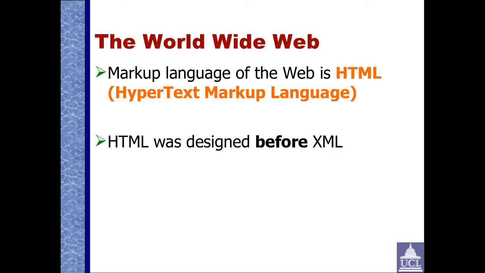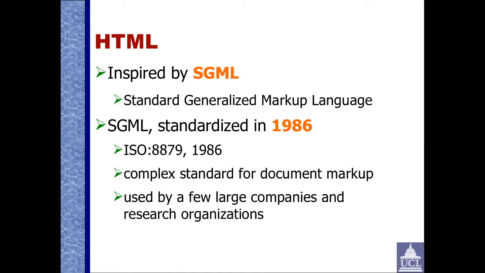Now, in the first part we talked about markup languages and looked in particular at XML, but the markup language of the web is HTML, or Hypertext Markup Language. Now, HTML was actually designed before XML and was inspired by another language called SGML, which is Standard Generalized Markup Language. So SGML was standardized as long ago as 1986. It's a really rather complex standard for document markup and only used by a few very large companies and research organizations these days. Really, pretty much everything else has switched over to XML.